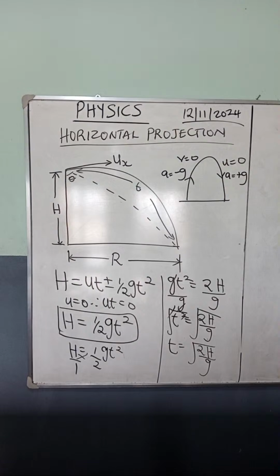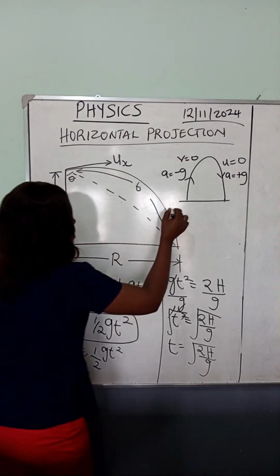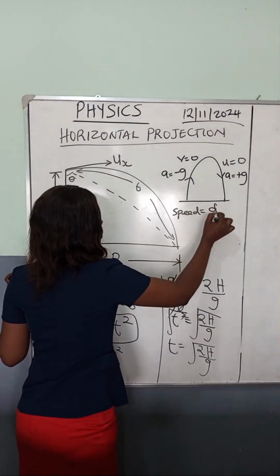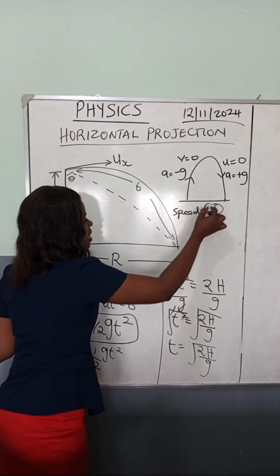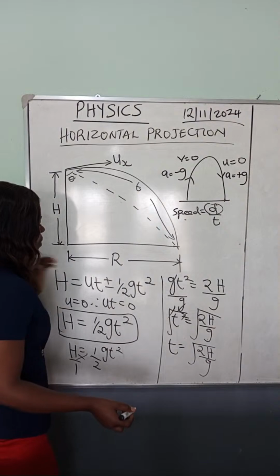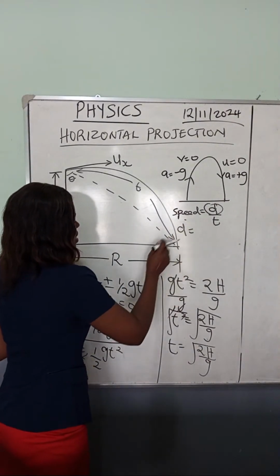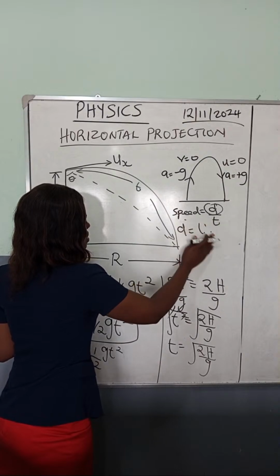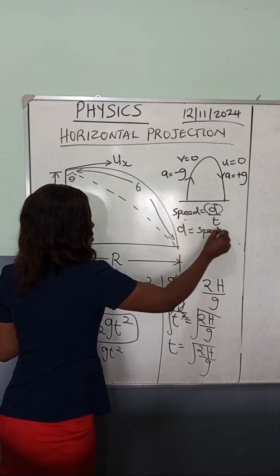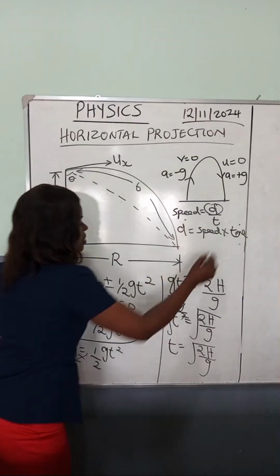Now, that's what is range. Horizontal what? Distance. So what is distance? Or what is speed? Speed is distance over time, right? If speed is distance over time, then distance is speed times what? Time, is it not? And my horizontal distance, let me say d is equal to speed times time, right?